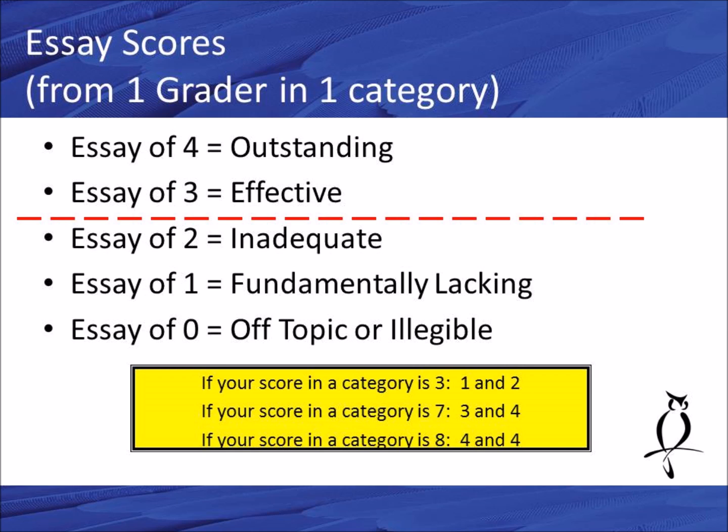All right, so what you want to see is a bare minimum of 5, because a 5 says one grader gave you a 3 effective, one grader gave you a 2 inadequate. All right, so you want to see 5, 6, 7, or 8, because otherwise you're in the sketchy, don't write well, something's really wrong area of the essay.